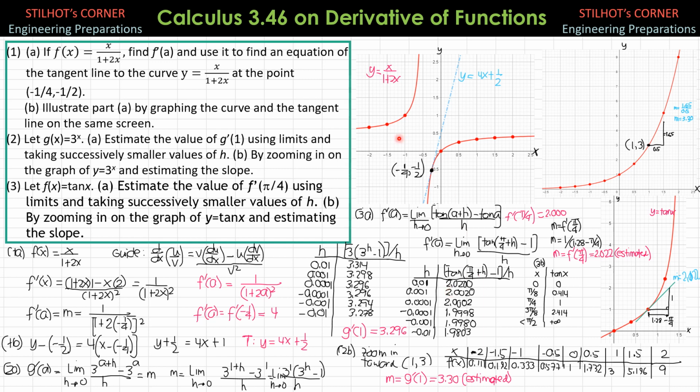Then for some other values, negative 1 for example, this is negative 1 over 1 plus 2 times negative 1, so that's why we have positive 1 there.